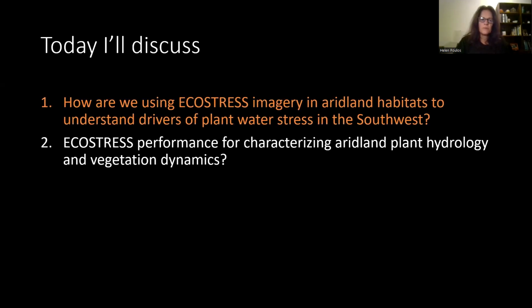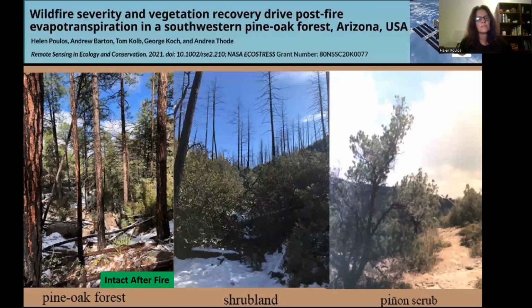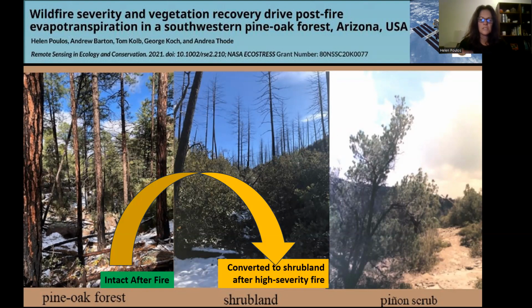And so to start off, I'm just going to give you an overview of a few projects that we're working on. First of all, this is a paper that was published in 2021, but basically what we were looking at is how fire severity and vegetation recovery after fire drive evapotranspiration in a pine oak forest in southeastern Arizona. And what we see is that there's been a transition that's occurred over time due to these large contemporary wildfires that we're experiencing. And so we're seeing some sites that are fairly intact after fires that burned at low severity, but other sites that have converted to high severity shrublands after fire. And so this is a real concern, looking at these transitions.